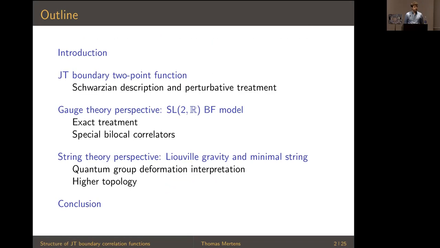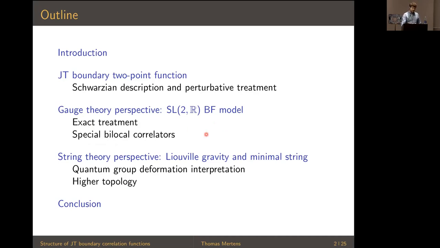The first one comes from a gauge theory perspective, because Jackiw-Teitelboim gravity can be rewritten in its first order formulation as an SL2R BF model. Using that perspective, I will give an exact treatment of these boundary correlators, and I will also discuss a special class of these that you can understand better from this gauge theoretic perspective.